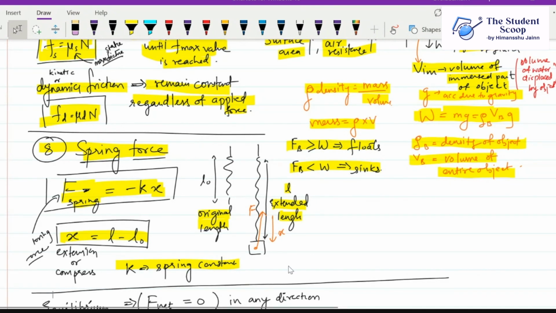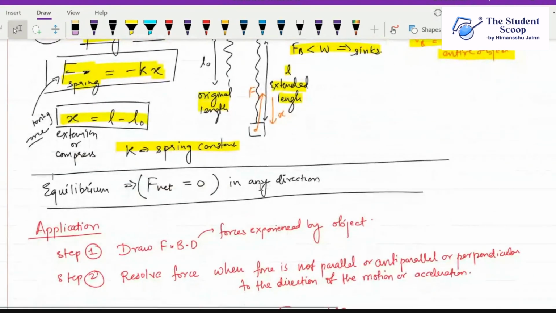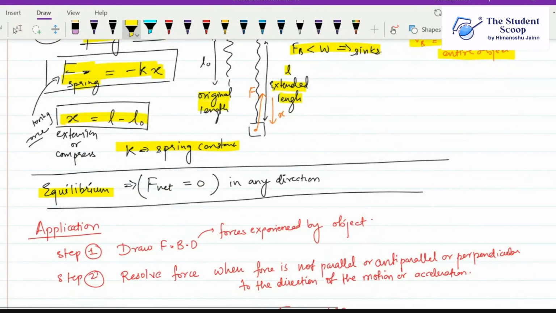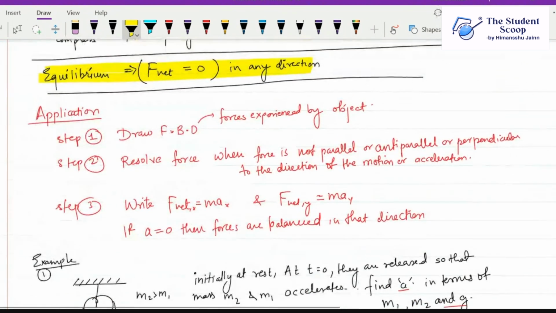Apart from this, we are going to talk about equilibrium as well. Equilibrium is when the net force acting on the object is zero. Newton's first law: equilibrium is achieved when the object is either moving at a constant speed or is stationary, where all the forces are balanced.